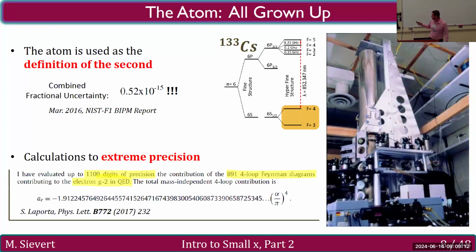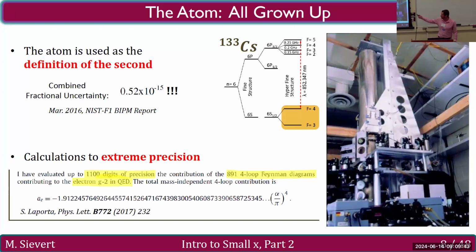It's insane to me that we can compute theoretical quantities up to an insane level of precision, like 11 digits of precision, 891 four-loop Feynman diagrams. That just blows my mind. We not only have the theory so well under control, the experiment is so well under control that measurements of the hyperfine splitting of cesium-133 are the most precise definition available to us for the second. So we understand atomic physics so precisely that we literally use it as the definition of time.